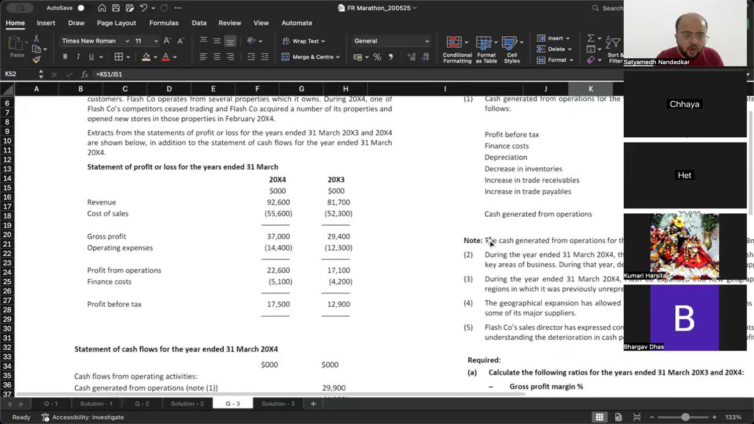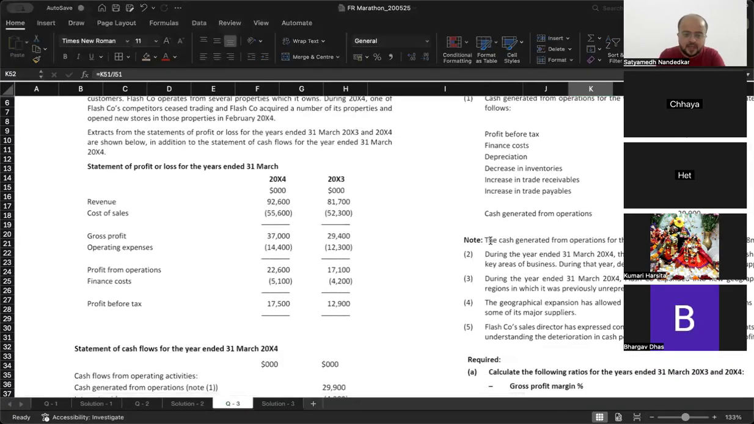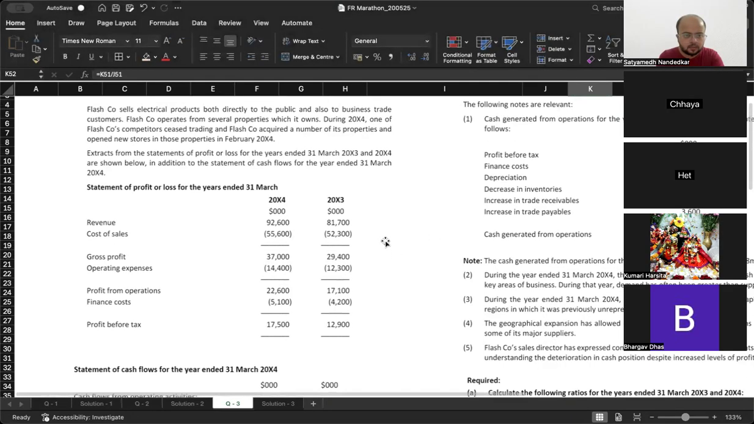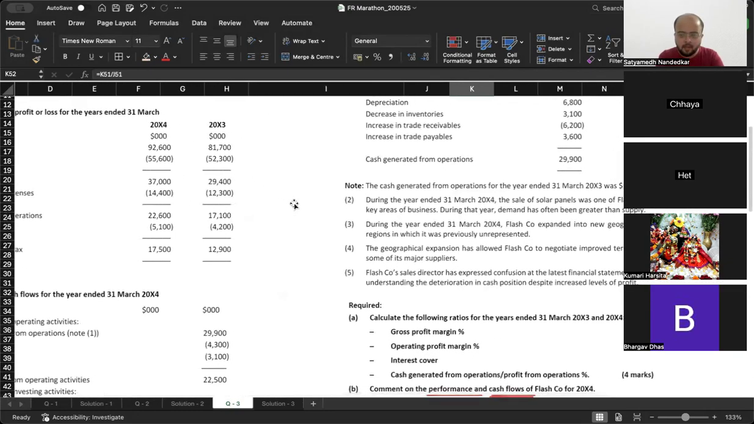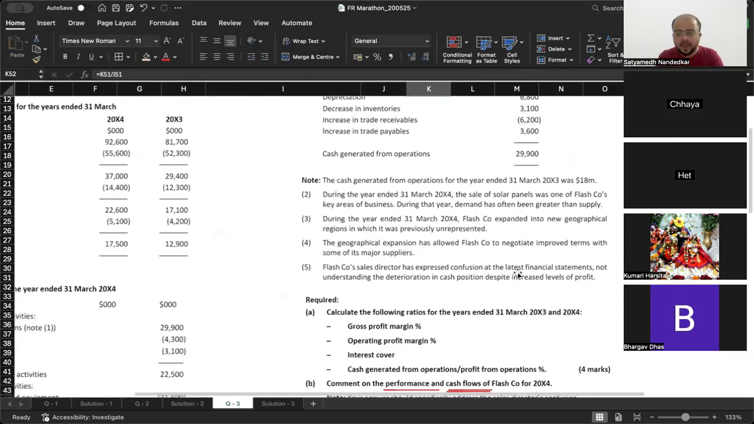Any information about cost that you can see? Cost of sales के बारे में कुछ दिख रहा है आपको? So the fourth point, it has improved terms with some of its major suppliers. So he's dealing in bulk, so he might get some relief on cost. Okay, that is possible. So how do we frame this point? Negotiate improved terms, which means you will be able to purchase goods at a lower price.